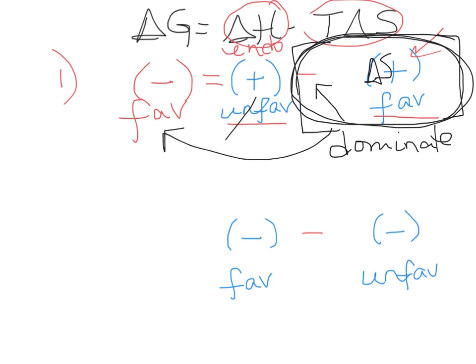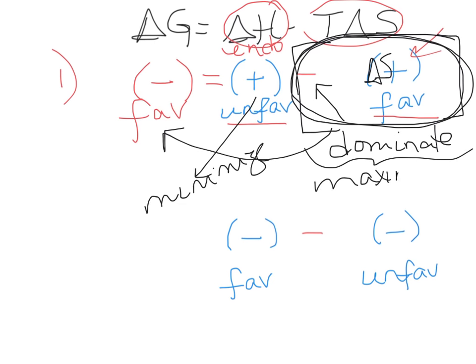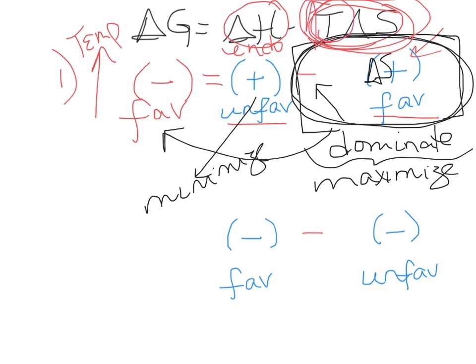So we want to minimize the enthalpy term because it's unfavorable, and we want to maximize the entropy term because that's what's favorable. How do we maximize the entropy term? By increasing the temperature, okay? If T goes up, this whole term goes up. So high temperatures will make this type of situation favorable.